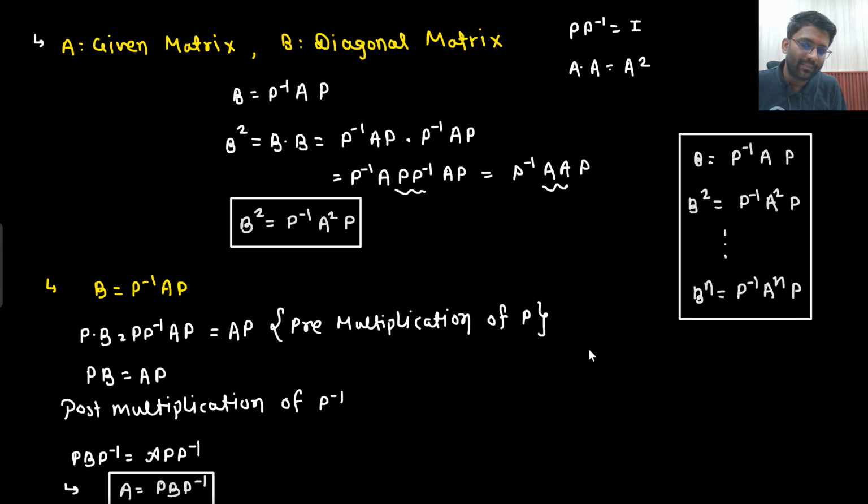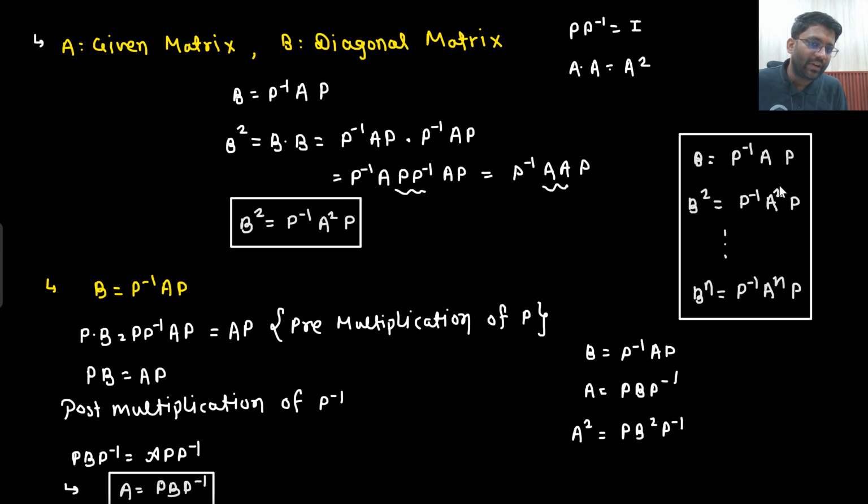Now, this was the scenario. Matrix B was given as P inverse AP. Again it is complete mathematics, and A comes out to be PB P inverse. Can you find out the value of A square? Try finding out the value of A square. From here only, if I find out the value of A square, what will that come out to be? PB square P inverse, no?